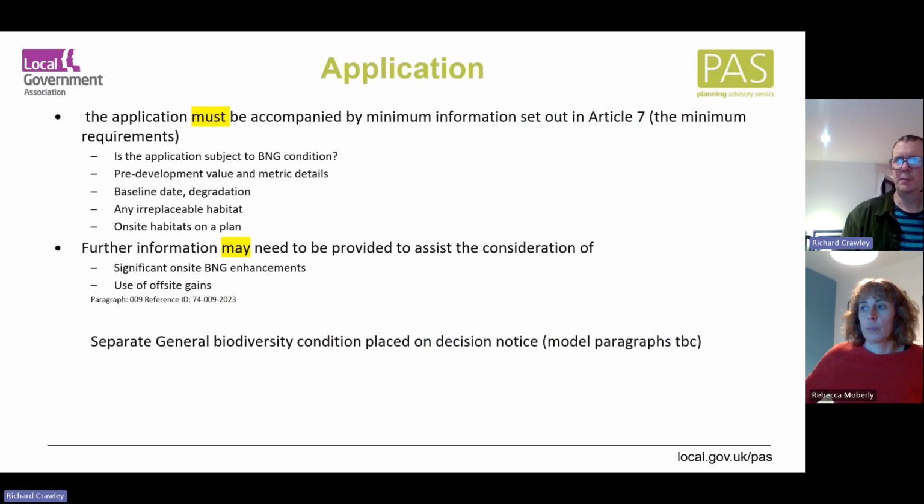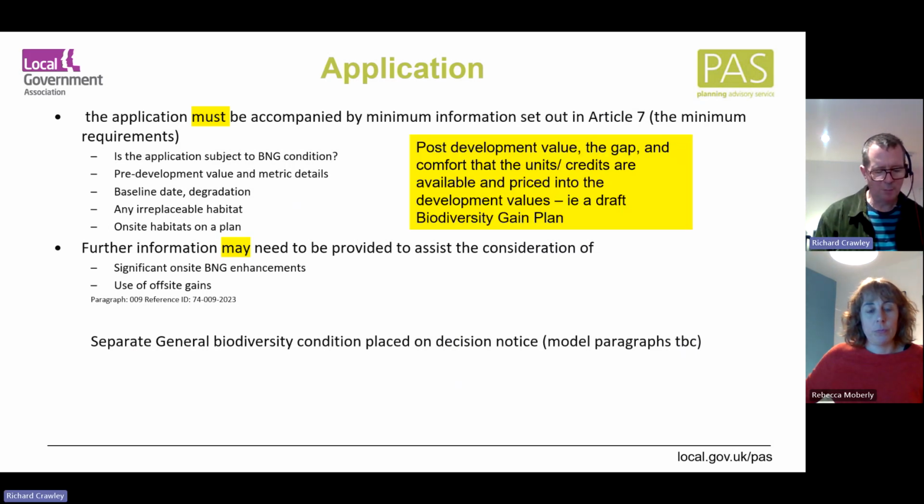At application stage, this is what the PPG says. The application must be accompanied by the minimum information, and it may need to provide information about significant and use of off-site gains. And there's also a kind of separate point here, perhaps, that there is a general biodiversity condition, which will be front and center of everybody's minds, and it's going to have some model paragraphs, but we don't know what they're going to be at the moment.